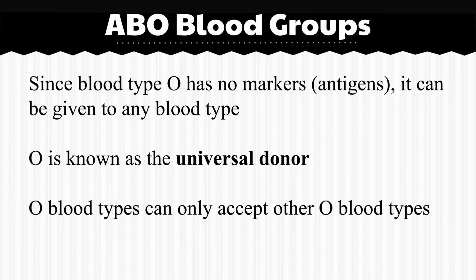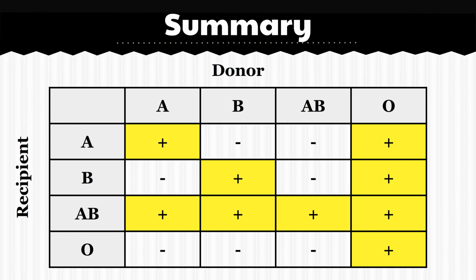Since blood type O has no markers, it can be given to any other blood type. So it's known as the universal donor. But O blood types can only accept other O blood types. So kind of just knowing the donor, and we'll talk about the plus and minus here in a minute.